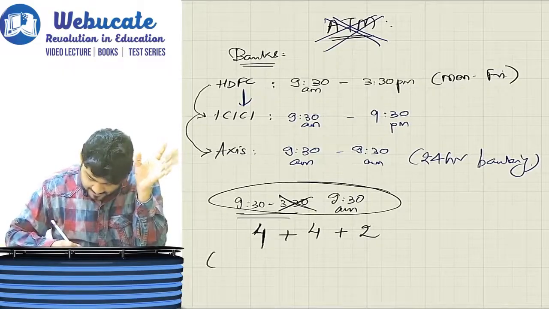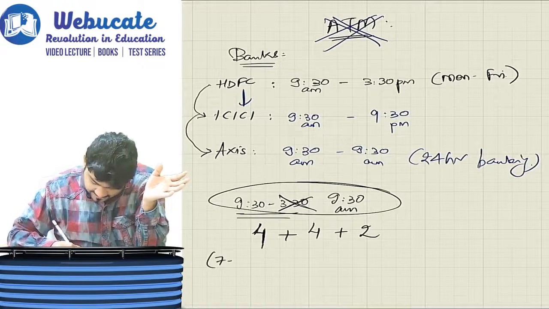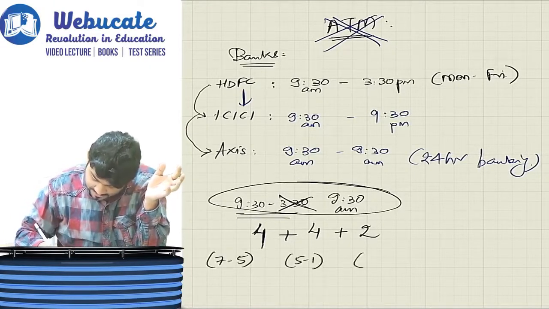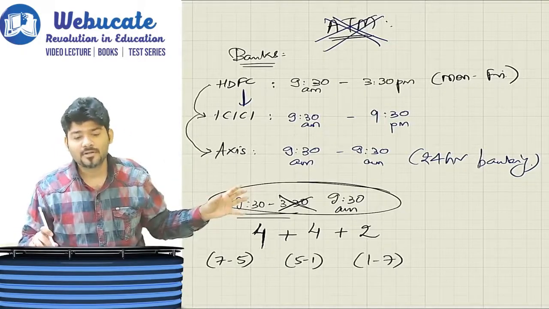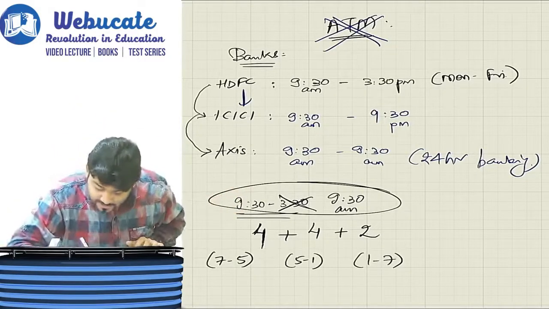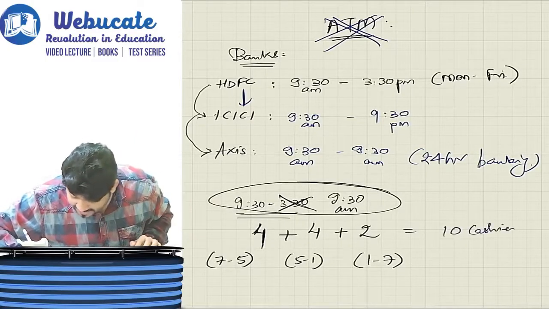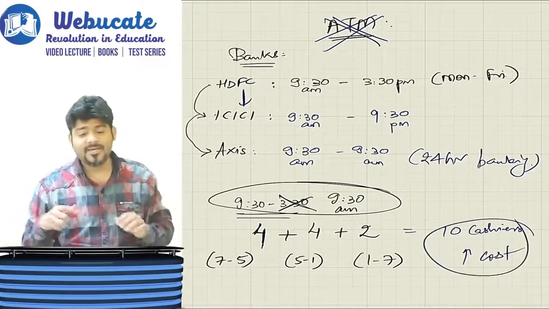So probably we'll have a shift like morning 7 to 5, then 5 to 1, and then 1 to 7, something of this sort. Now, how many cashiers do you need? Sir, we need 10 cashiers. Now, if you need 10 cashiers, can I say it will result in an increase in cost? Tell me yes or no.